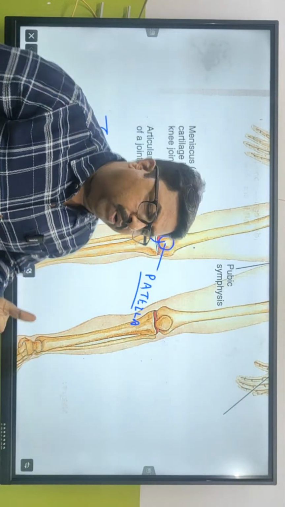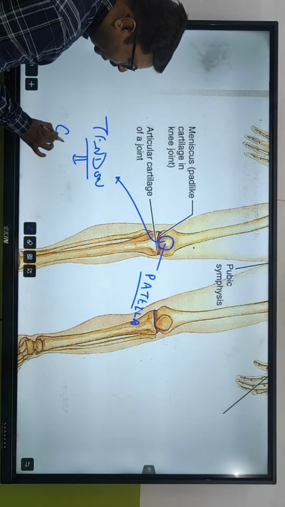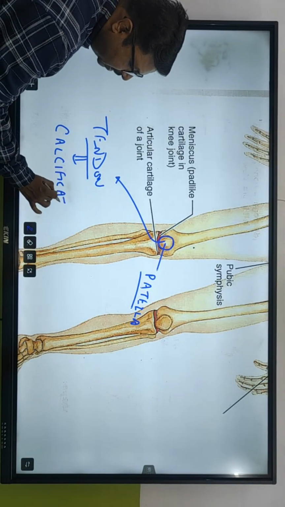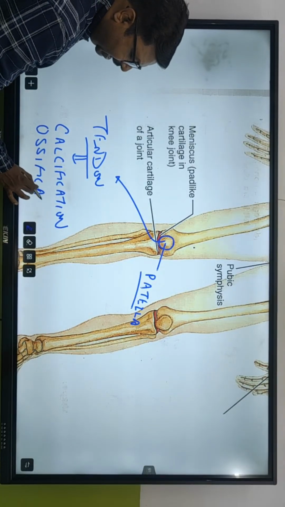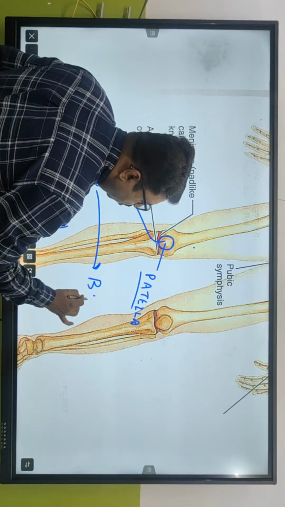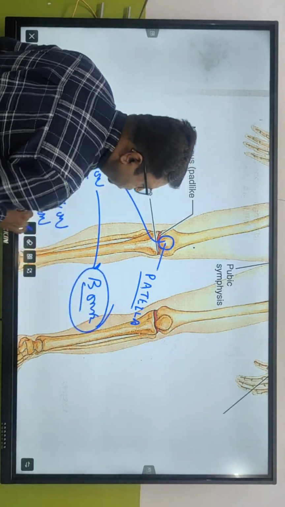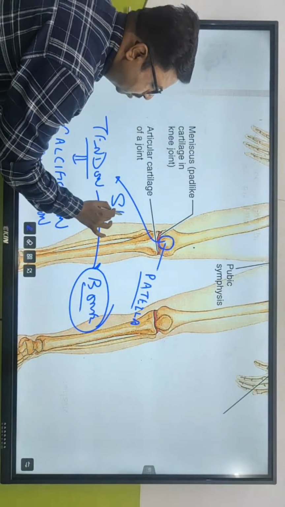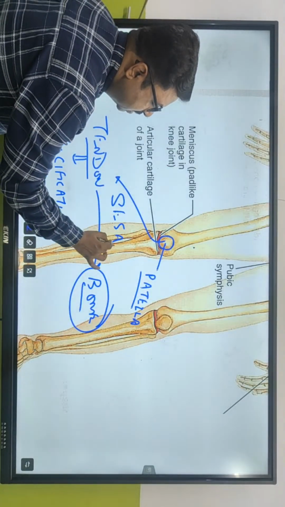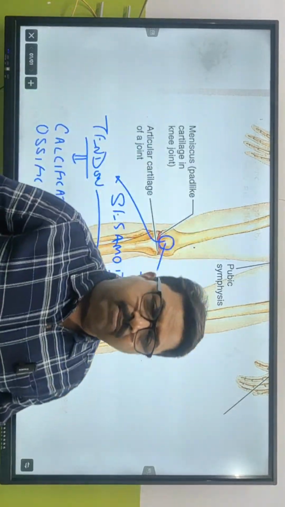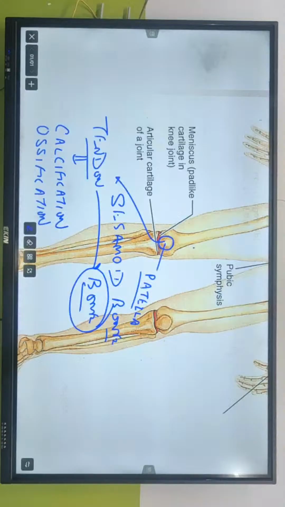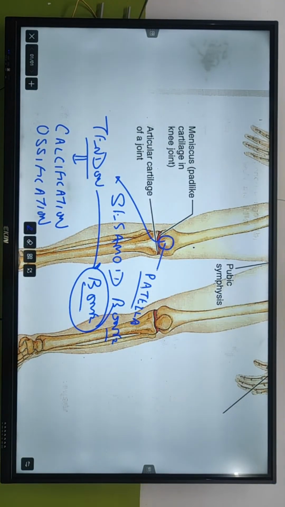The tendon ossified. This tendon started showing calcification, which is another term for ossification, and the tendon was replaced by bone. Anybody in this class can tell me what kind of bone this is? Sesamoid bone. When a tendon changes into a bone, we call that bone a sesamoid bone. So the patella is very, very important.